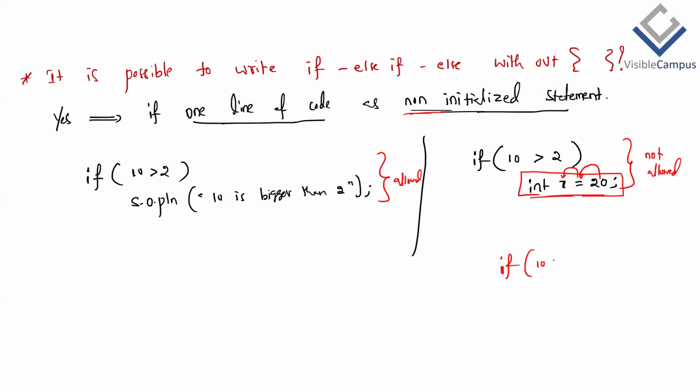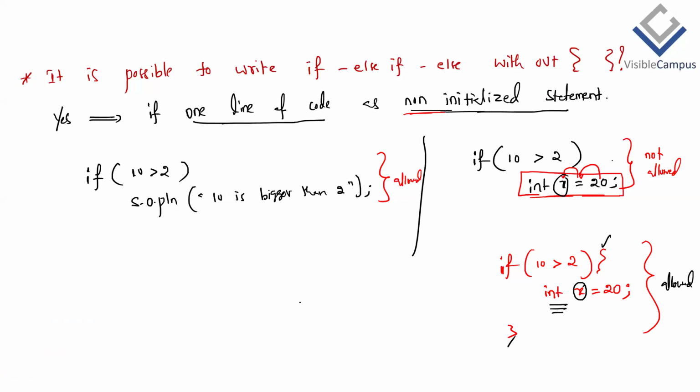Now I write one more thing. If 10 greater than 2, I'll use curly brackets. Same thing, I'll write int x equals 20 as only one line of code. Now is it correct? Yes, sir, correct. This is allowed. What's the reason? Here the JVM will think that this x variable can be used for some other purpose in this body. But when only one line of code is there, what's the use of this x here? Do we use this x anywhere?